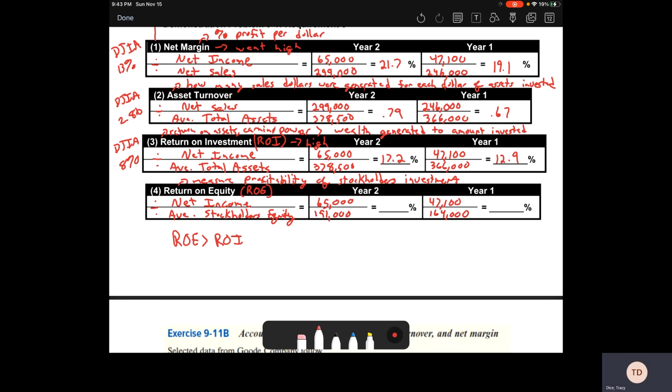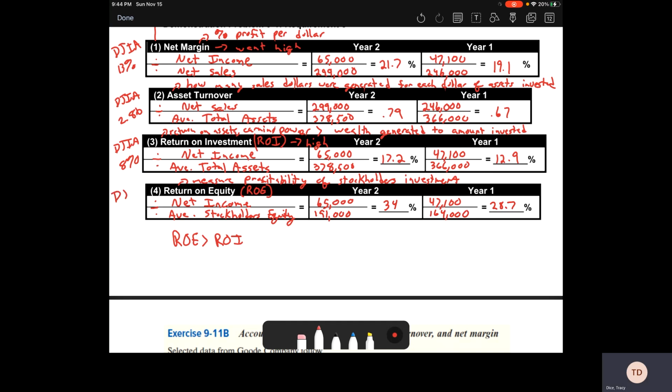Go ahead and run those numbers now. And when you put those numbers down, you should find that year 2 we were at about 34% and at about 28.7%.